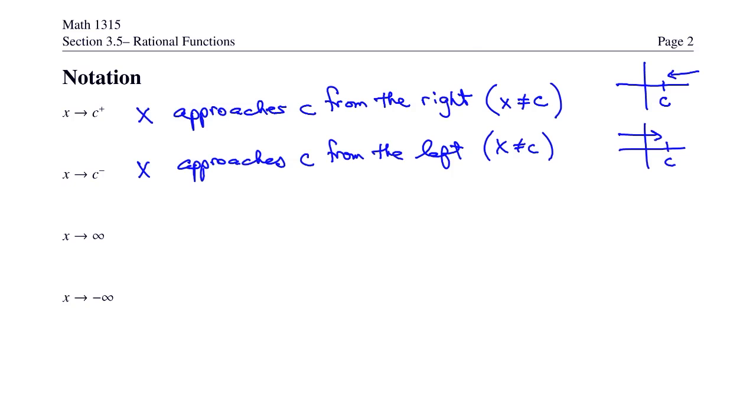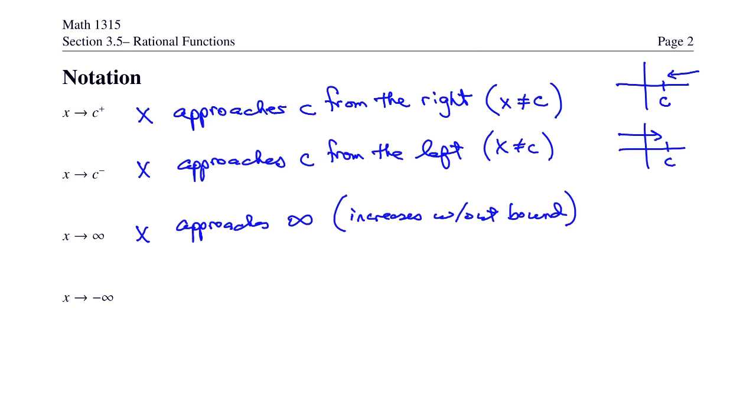The last two involve infinities, and we've already seen this notation when we talked about end behavior. This is the alternative form of the end behavior notation. The first one means x approaches infinity, which means it increases without bound. And when you say that something is increasing without bound, basically what you're saying is that it's just getting larger and larger and larger, and there is no limit to how high the x values are going to go.